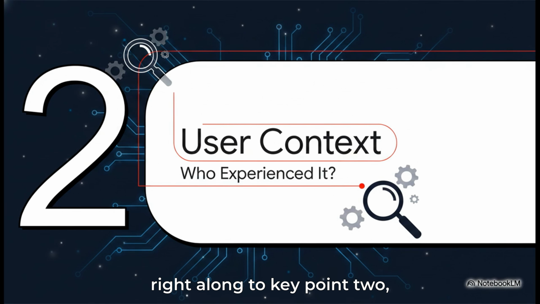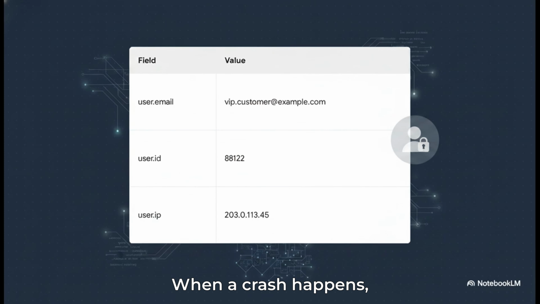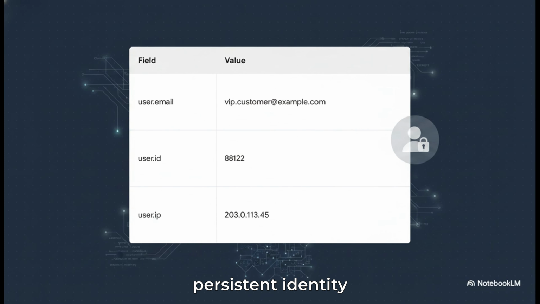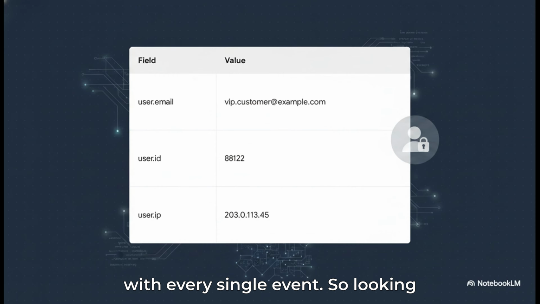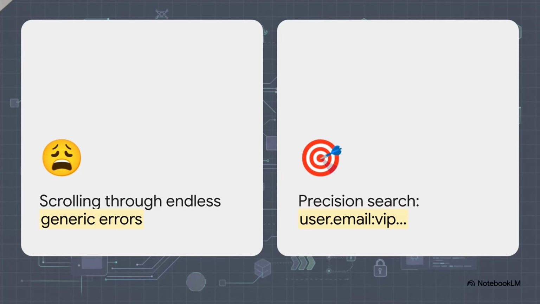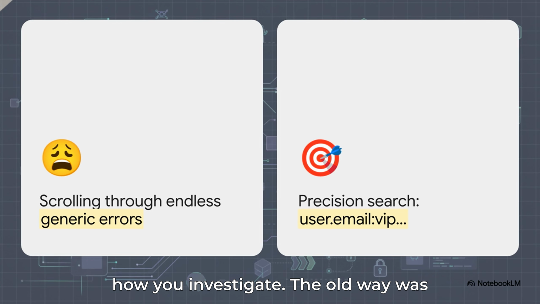Moving right along to key point 2, user context, or figuring out exactly who experienced the bug. When a crash happens, you really need to know who got hit. Using the User API, Sentry bundles a persistent identity with every single event. So, looking at the payload, we instantly get the user's email, their unique internal ID, and their IP address. It's all right there.